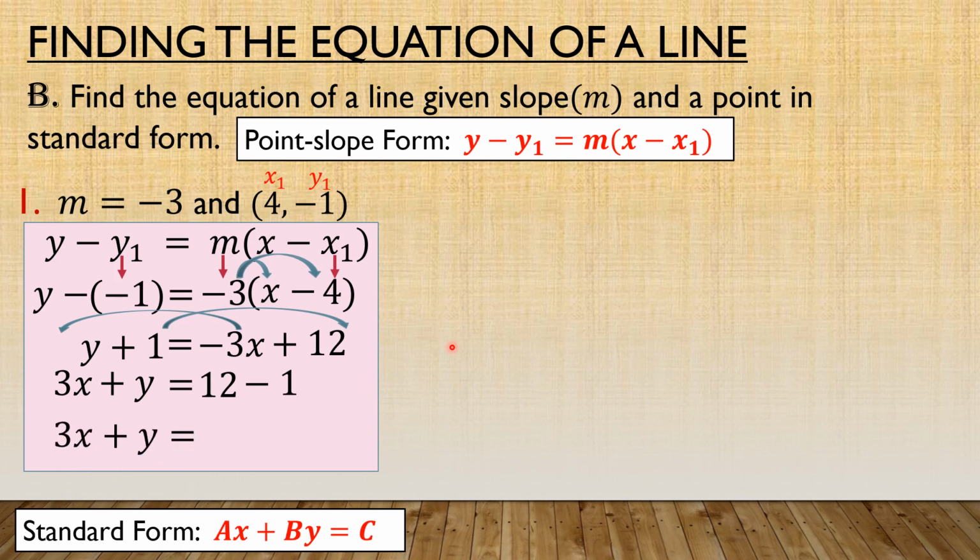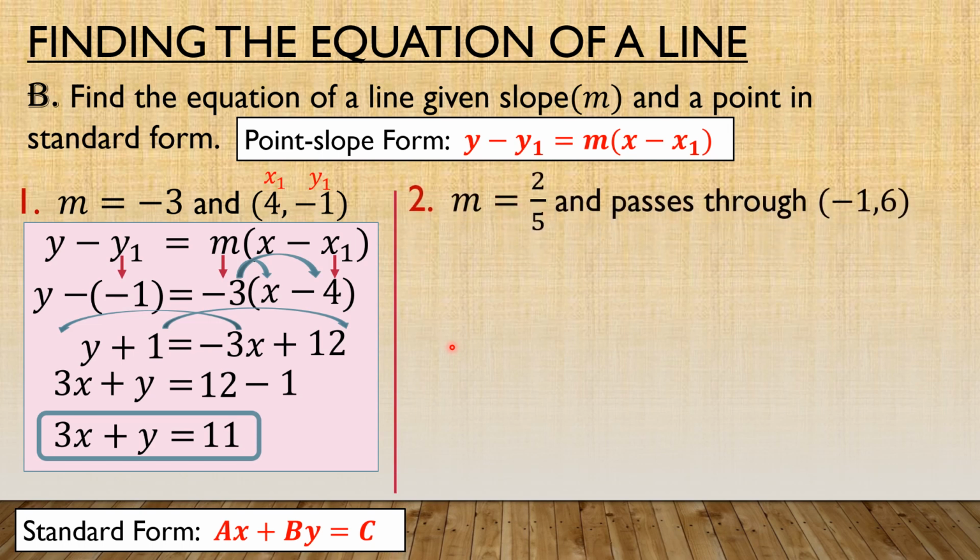So, therefore, we have 3x plus y equals 12 minus 1 is 11. So, this is already an equation in standard form. So, therefore, our answer is 3x plus y equals 11. Let's have example number 2. The slope is 2 fifths and passes through negative 1, 6.